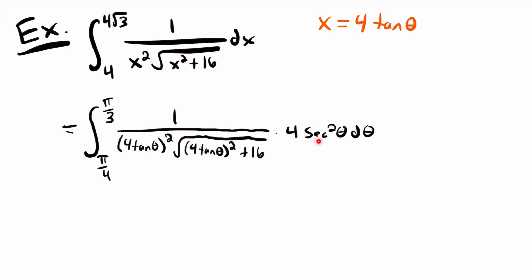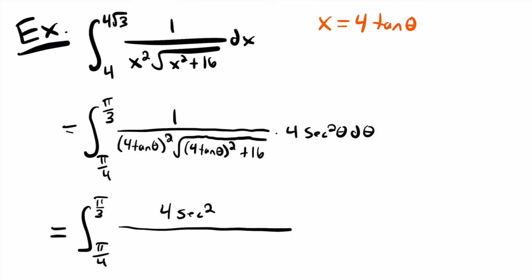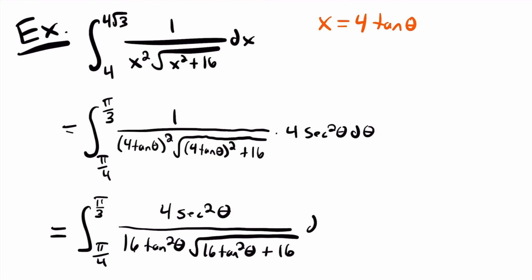I'm going to move 4 times secant squared theta to the numerator, and so this will be equal to the integral from pi divided by 4 to pi divided by 3 of 4 times secant squared theta divided by 4 times tangent theta squared. So if we square each part, we'll have 16 times tangent squared theta times the square root of 4 times tangent theta squared. And so we'll have 16 times tangent squared theta again, and then plus 16 times d theta.